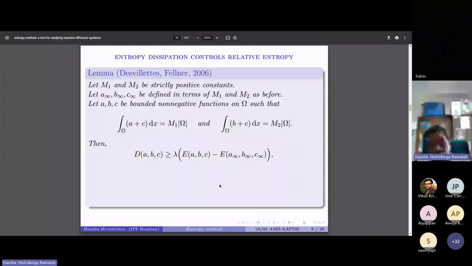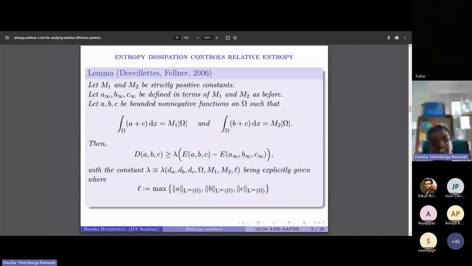Okay, and they also showed that this constant lambda, which is sitting in this inequality, can be explicitly given, in principle at least, in terms of d_A, d_B, d_C, the diffusion coefficients which are sitting in the expression of the dissipation functional D, and these two constants m1 and m2 that you have fixed, omega and L. L is the maximum, the L infinity bound that you have for these three functions that you are taking.